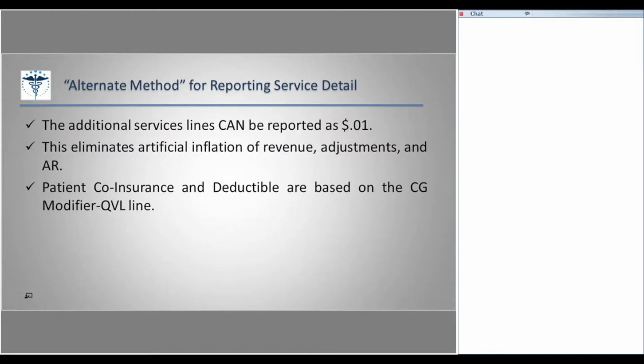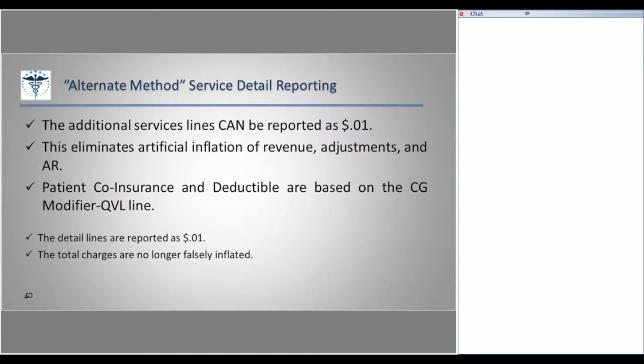We have additional service lines. We call this our alternate billing method. And we can build in a 0.01, 1 penny, as long as we report the detail lines greater than 0. We can build them in like that. We're still basing our co-insurance and deductible line on the QVL, right? So we're just trying to eliminate that artificial revenue inflation.